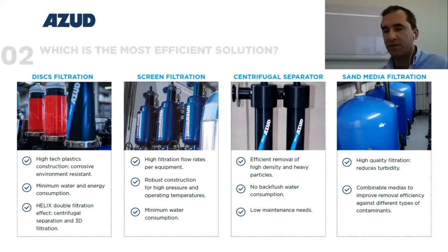The disc filtration, disc filters are made out of high-tech plastics, so you will not have corrosion problems. They have very low water consumption during backflush, also very low energy consumption, as they can work with low pressure. And the AZUD Helix automatic filter has a helix device which will delay the clogging of the filter, so the backwash frequency decreases and you have less water consumption.